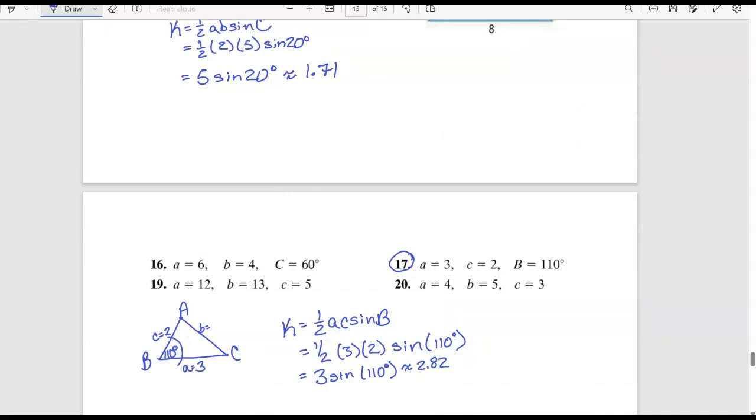And since we're talking about area, that would be squared units. We don't know the units, so I'm just going to call it unit squared. I could have done the same thing up here for unit squared.